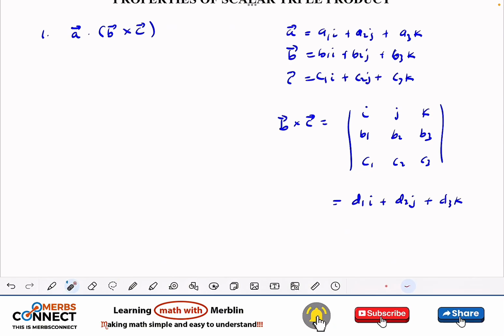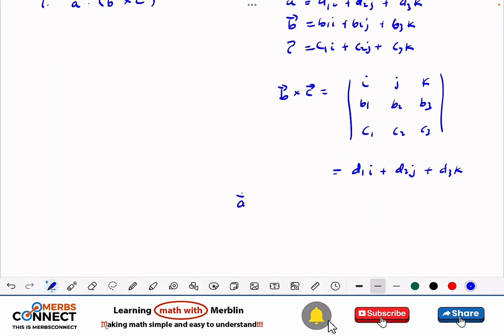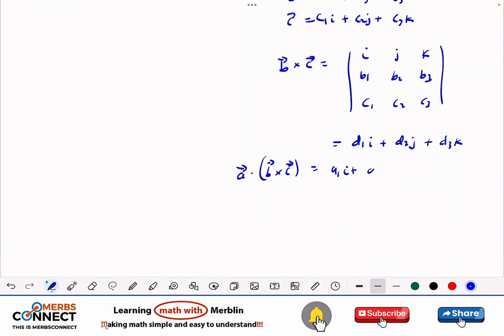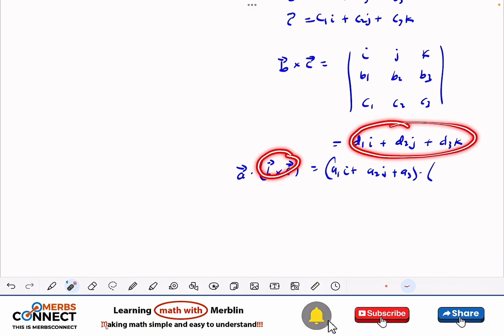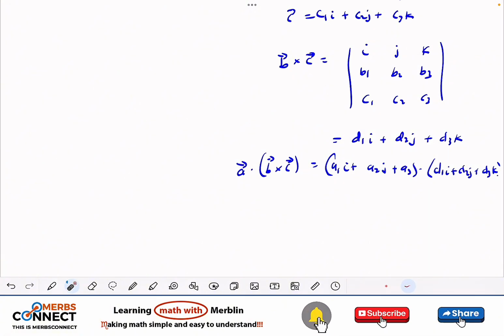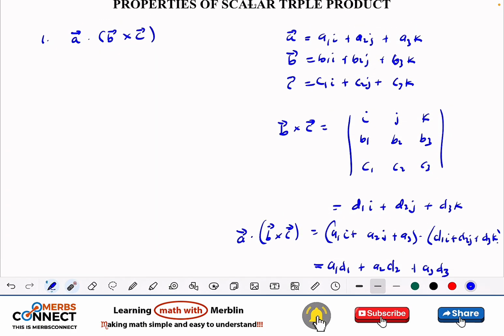So the final result that we get here is what we are going to use to dot. Now I have A dot this vector. So this is basically going to give us A1 i plus A2 j plus A3 k dot D1 i plus D2 j plus D3 k, because when I cross two vectors, I get a vector. When I finish, I just need to dot this and that. So the final result is A1 D1 plus A2 D2 plus A3 D3. So this is one way of solving this.